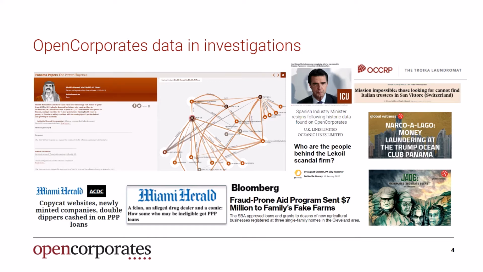OpenCorporates data was combined with the US government's publicly available data set of businesses that received loans, using the API to filter down to a subset of companies based on their incorporation date. This helped them identify where companies had been incorporated after this date and should have been ineligible for loans. Other organisations such as Bloomberg have also used our data to look into similar investigations.